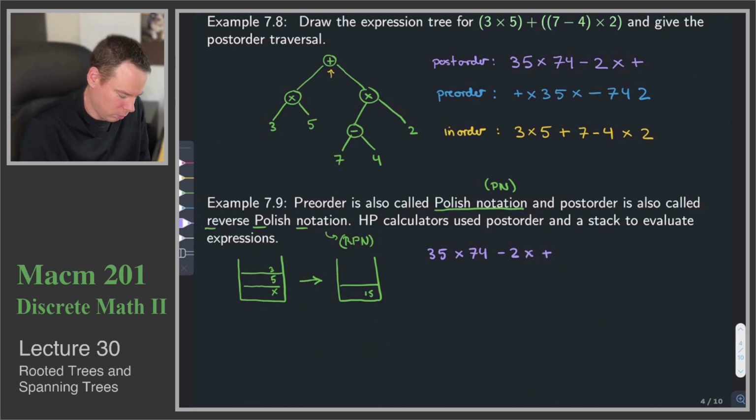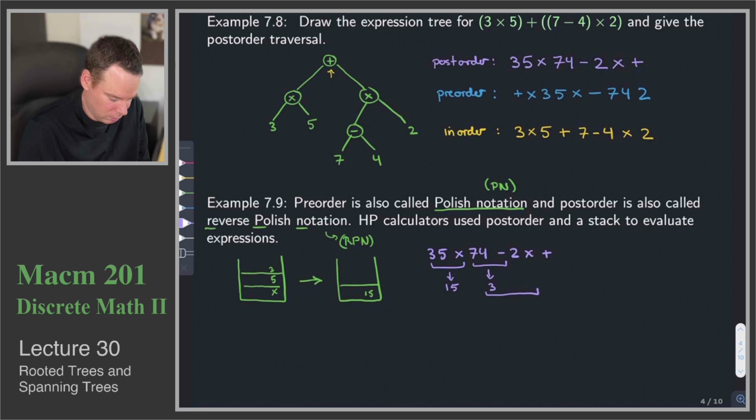And the way it worked was we entered the 3 in, we entered the 5 in, then we hit the multiplication sign. So that evaluated to be 15. And then we entered the 7 in, and then we entered the 4 in, and then we hit the subtraction sign. So that evaluated out to 3.